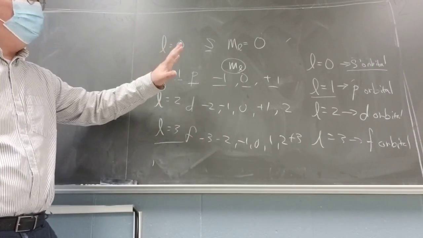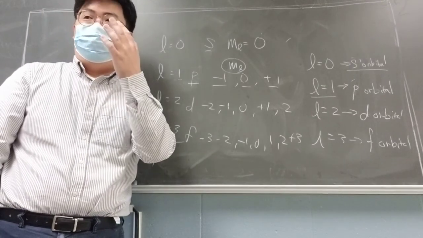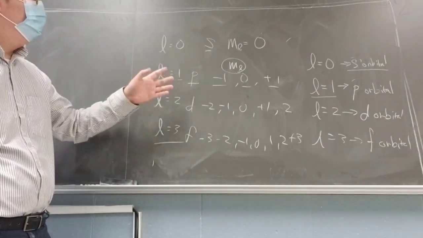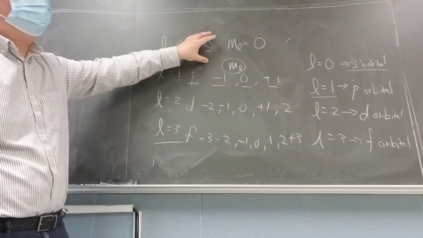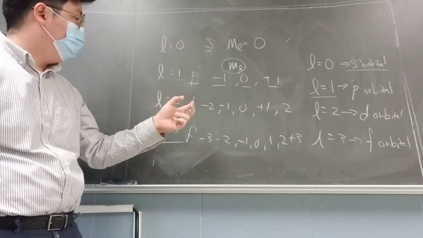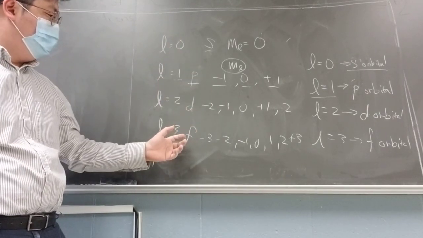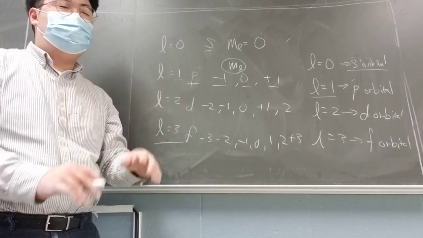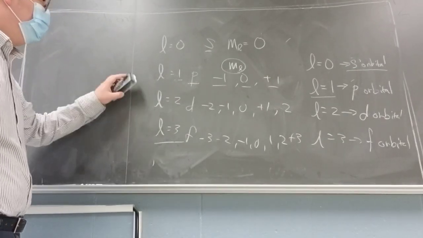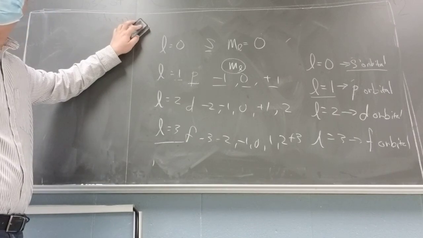Whenever you're doing this in the orbital diagram, we're going to do this soon. But this is why the s orbital will have 1 box, the p orbital will have 3 boxes, d is 5, and the f orbital will have 7 boxes. So this is something we can do. Okay. Can I move on?